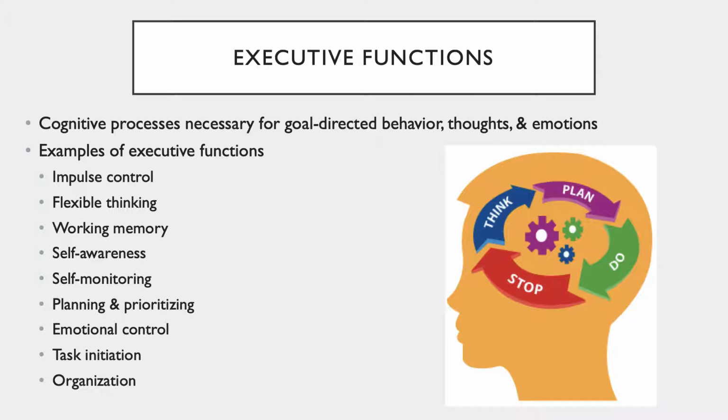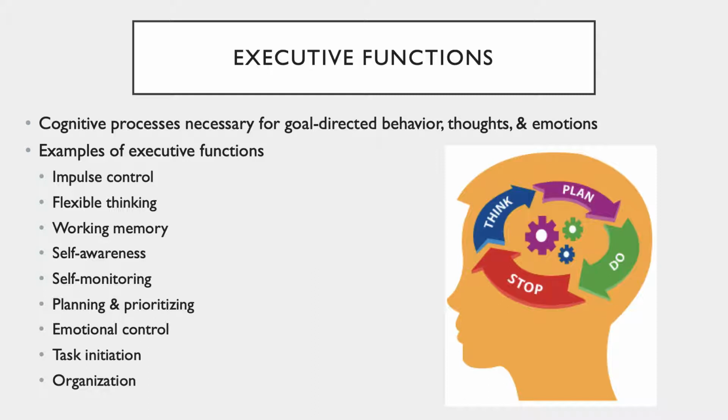One of those is impulse control, the ability to stop yourself, to think something through before acting on it. Also includes flexible thinking, being able to apply different strategies in different situations. Working memory, the ability to hold information in mind and to manipulate that information, is also an example of an executive function.